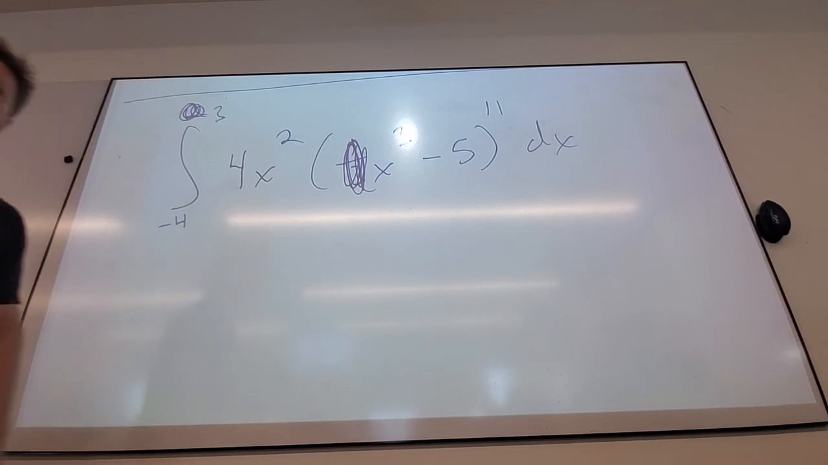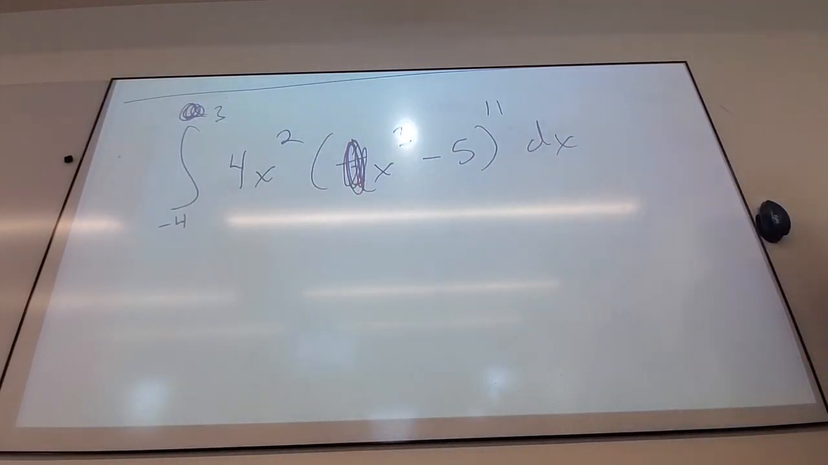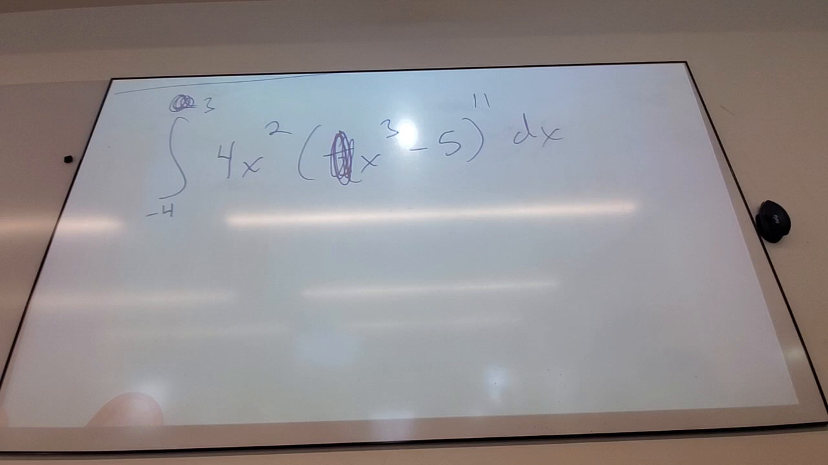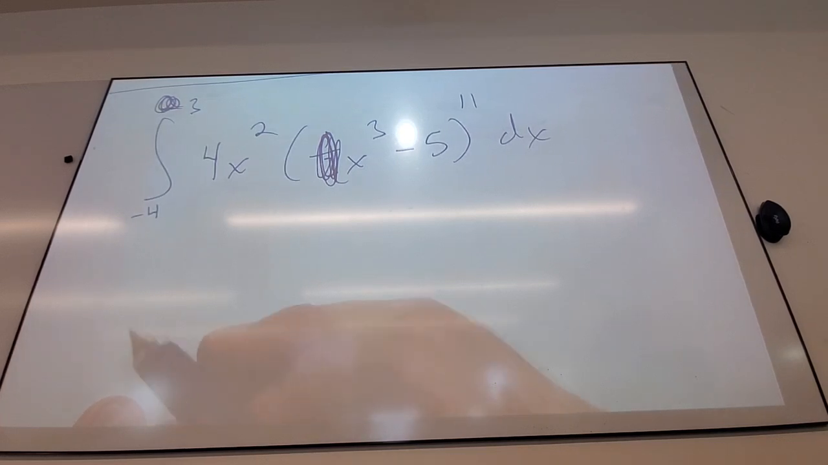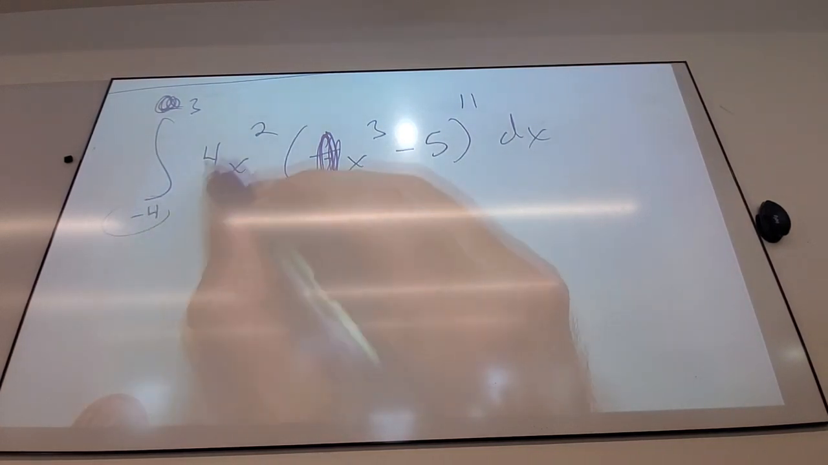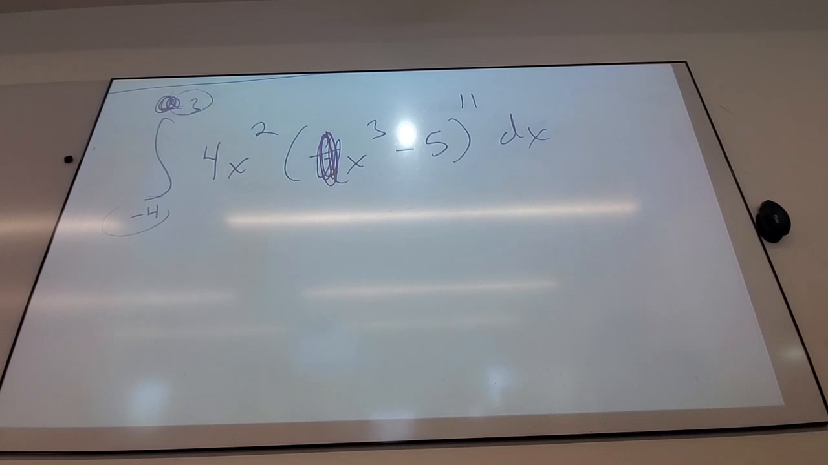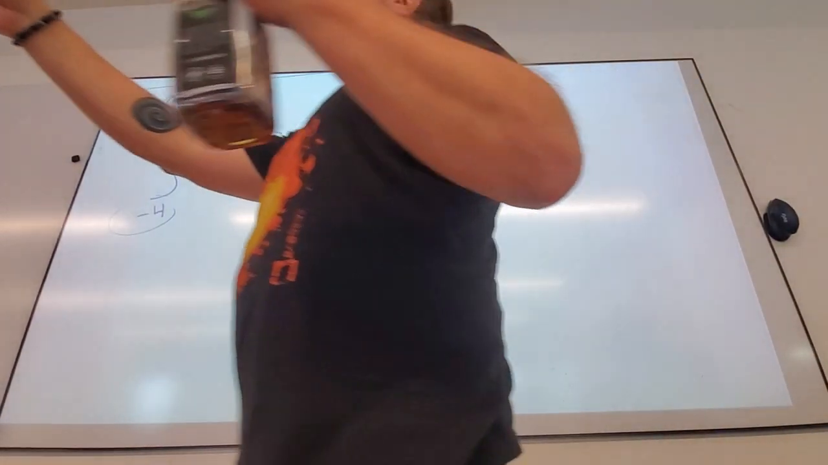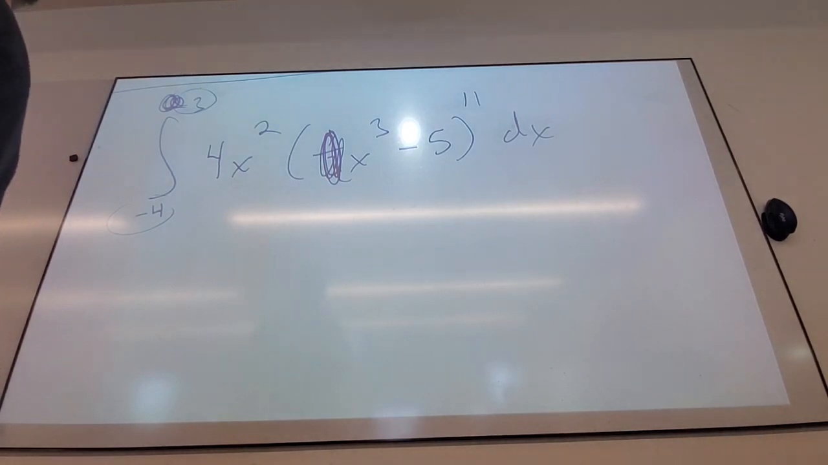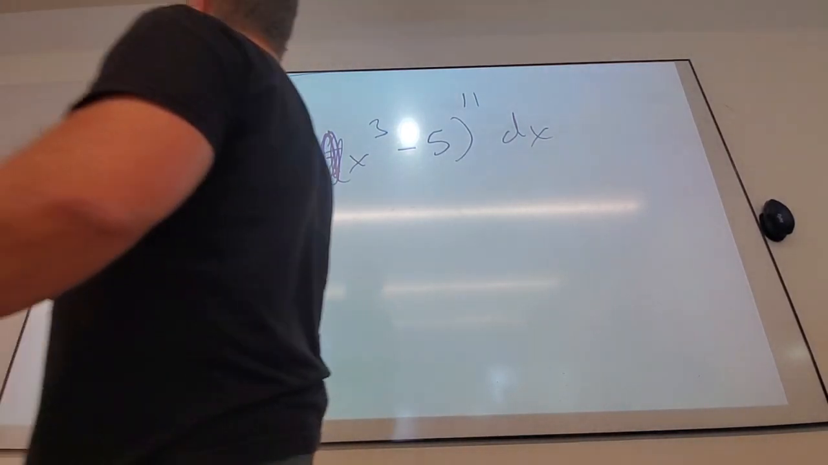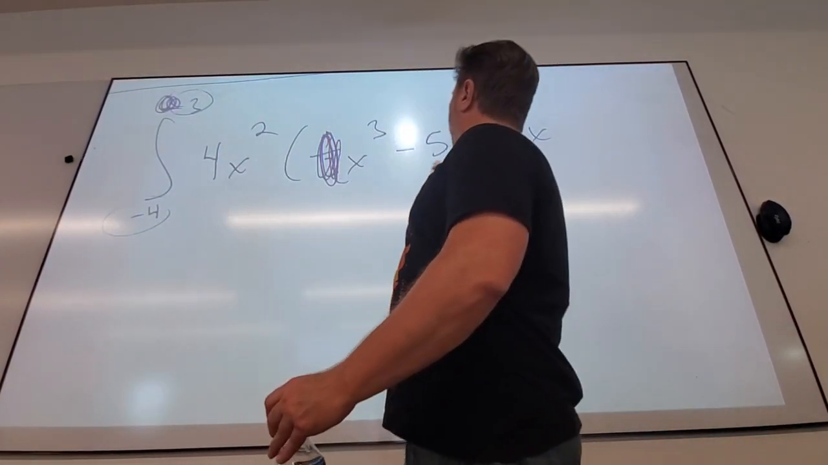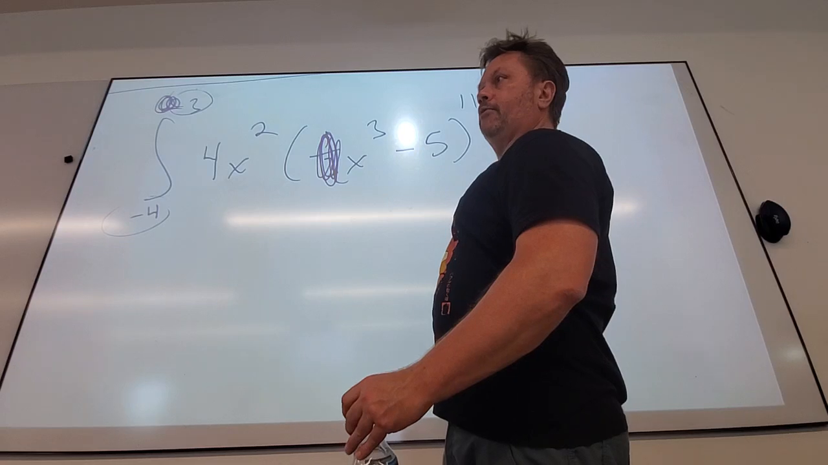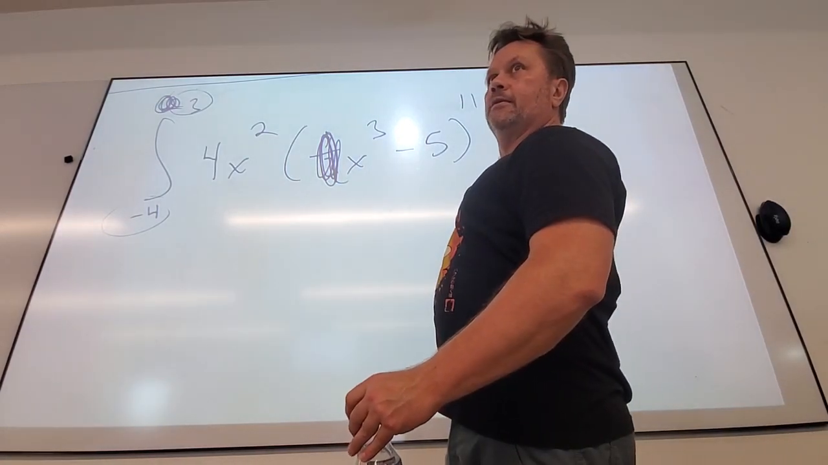So what am I going to let u equal? And what's new with this problem, by the way? What's brand new on this problem? What kind of integral is it? Definite. So can somebody tell me real quick, what are these numbers all about? They're values of what? X. These numbers are what this variable is doing. That's what a definite integral always means.